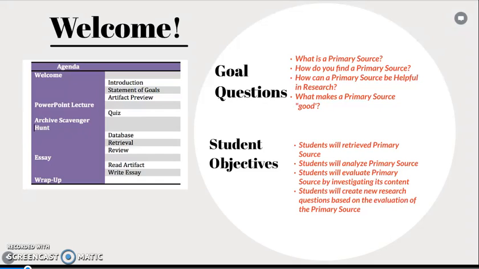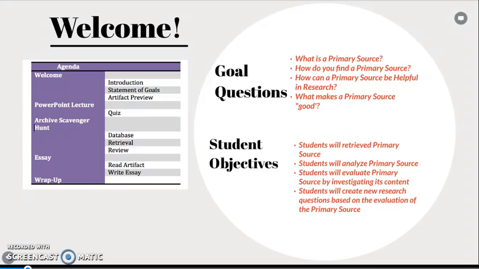So we'll go ahead and do the student objectives. The student objectives are the things that you will be learning throughout this class period. First, students will be retrieving primary sources. You will then analyze those primary sources. You'll be evaluating those primary sources by investigating their content. And then students will create new research questions based on the evaluation of those primary sources.